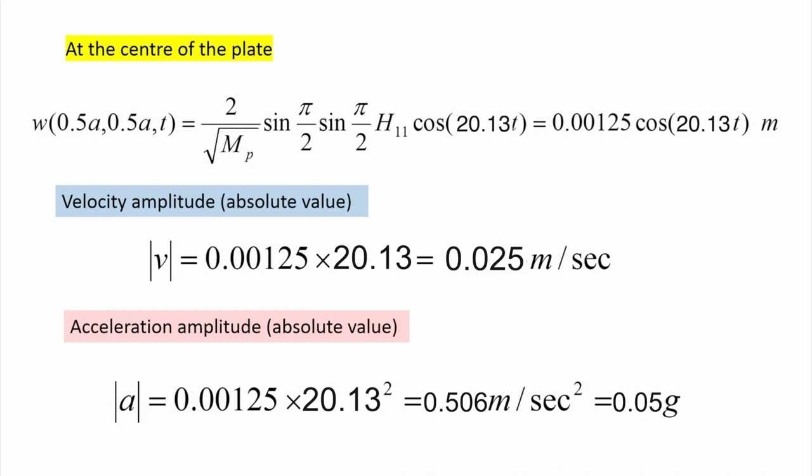Velocity amplitude is equal to 0.00125 into 20.13, equal to 0.025 meter per second. Acceleration amplitude, that is the absolute value, is equal to 0.00125 into 20.13 square, equal to 0.506 meter per second square, equal to 0.05 g, where g is the acceleration due to gravity.